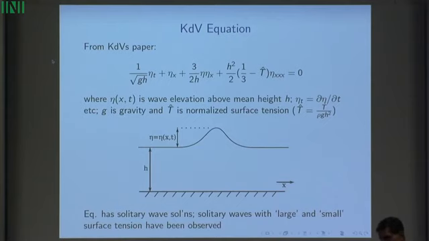Eta is the wave elevation. Could be positive or negative. Eta sub t means partial of eta with respect to t, and eta sub x partial with respect to x, etc. And the dimensions, you have gravity, mean height, and this thing, normalized surface tension. If the surface tension is small, like it usually is in most applications, this is a positive number, and you have a wave of elevation as the solitary wave. If this is negative, you have a wave of depression, and both have been observed in the laboratory.